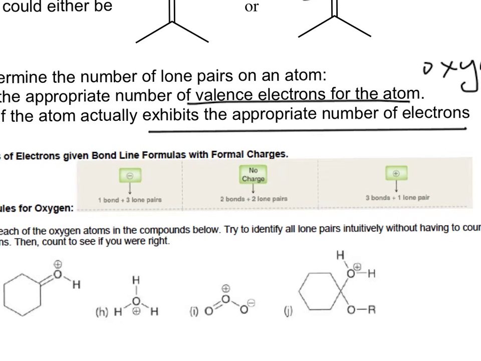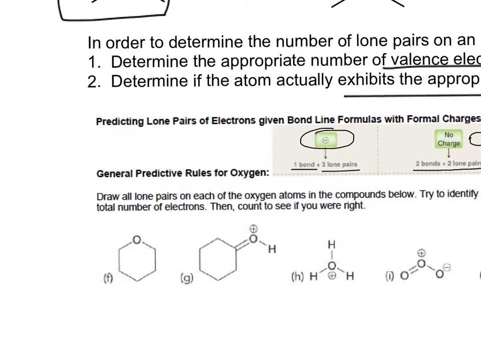For oxygen, when we have 1 bond and 3 lone pairs, we have a negative charge. When we have 2 bonds and 2 lone pairs, we have a charge of 0. When we have 3 bonds and 1 lone pair, we have a positive charge. So if we work some of the examples shown below, we can first try and do these examples intuitively by thinking about the predictive rules. And then we can go back and count valence electrons.